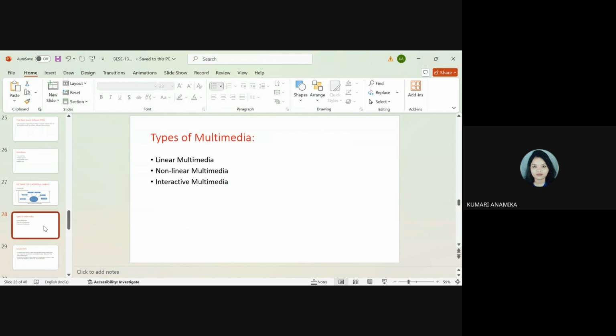And this multimedia is also divided into three types. The first one is linear multimedia. This is multimedia without any navigational control for the viewer; the viewer cannot control anything in linear multimedia. Non-linear multimedia uses learner interactivity to determine the progress in the content. Then there is interactive multimedia.